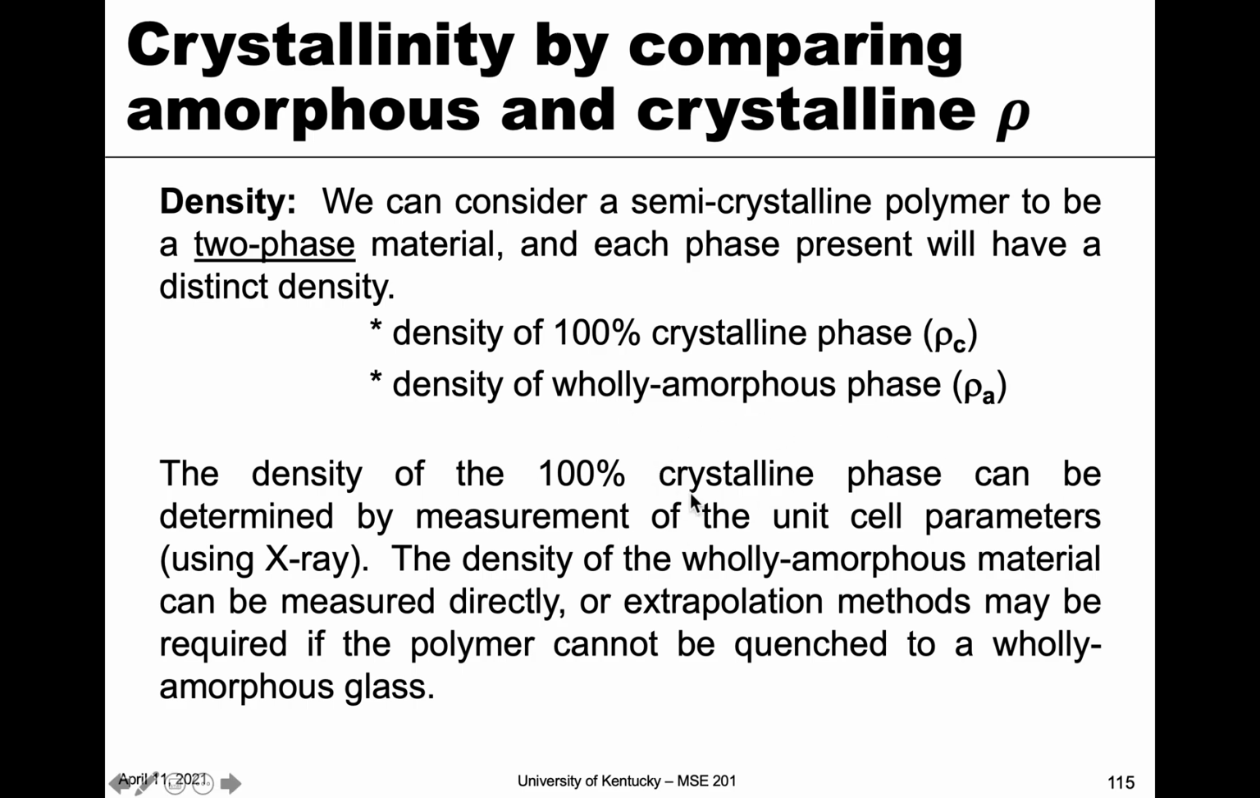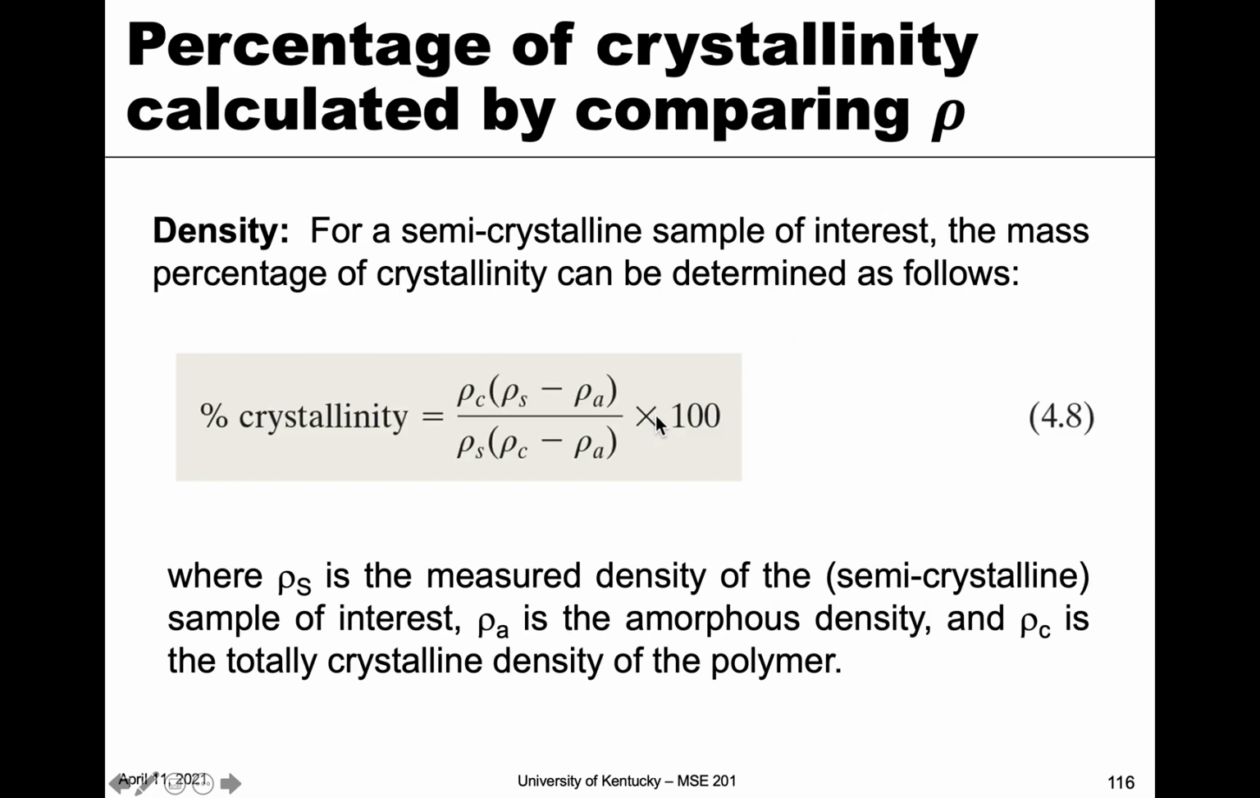The density of this 100% crystalline phase, as we said, isn't very common to be able to measure for something that's 100% crystalline. So we can use unit cell parameters from X-ray diffraction to calculate this value. And then the amorphous density can usually be measured directly. If it can't, there are extrapolation methods so that we don't have to fully get 100%. And so we're able to get these values as standards, and then we can calculate the percent crystallinity as somewhere in the middle between those two.